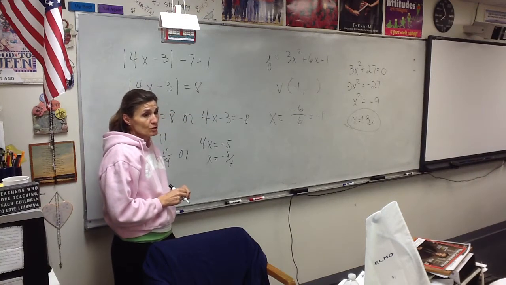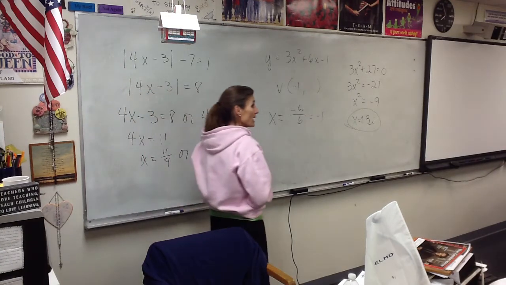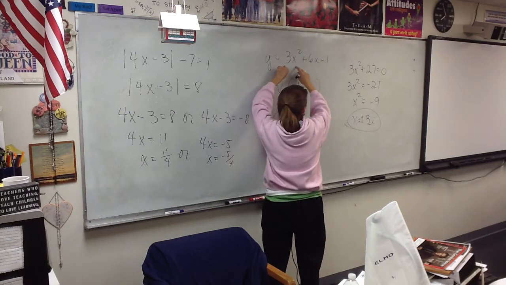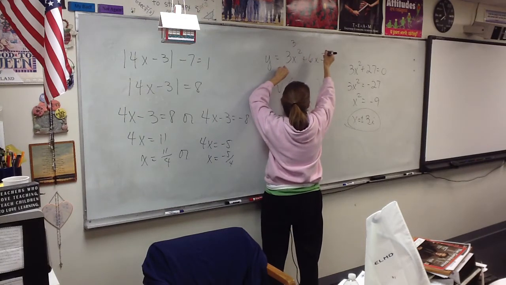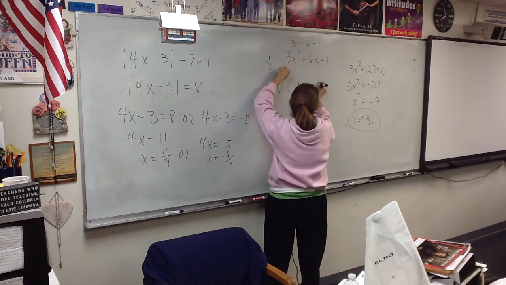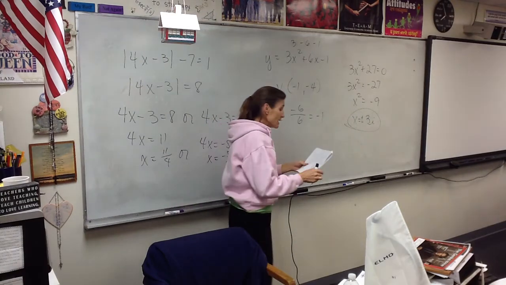Negative b over 2a. Now how do I find the y coordinate? I plug it back in. And when I plug in negative 1, watch it, when you square negative 1, it turns out positive. Minus 6 minus 1, negative 4. So your vertex is at negative 1, negative 4.